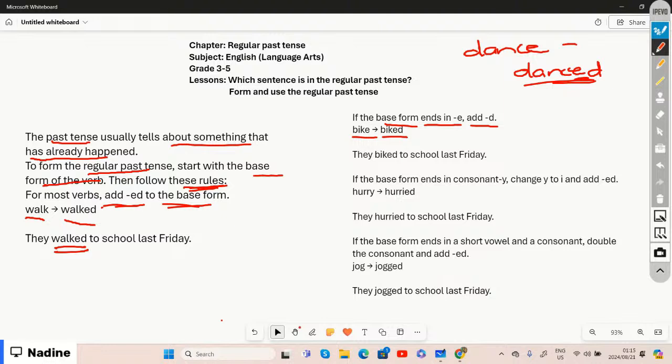All right. So we said that we have bike and biked. So we can say that they biked to school last Friday.